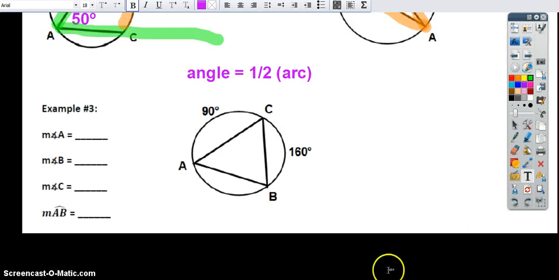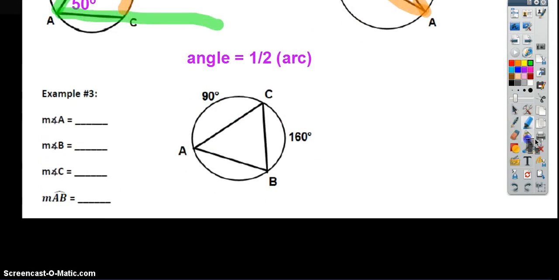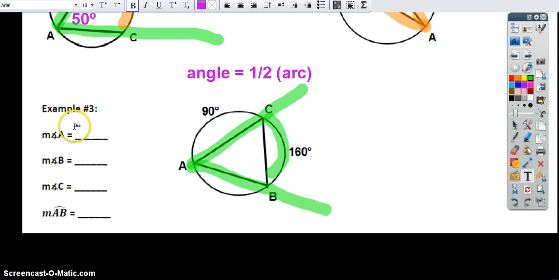So let's look at example 3. Measure of angle A. Angle A has two sides here and here. So the intercepted arc is 160. That means the angle is going to be half of that. So the measure of angle A is 80 degrees. I'm skipping the degrees symbol, folks. It's just too hard to keep drawing it.